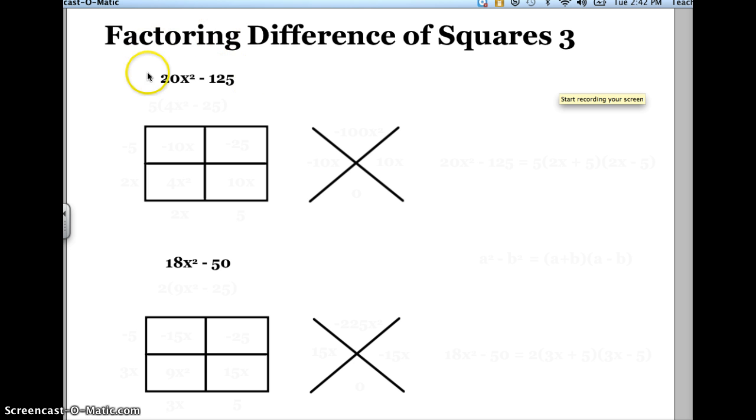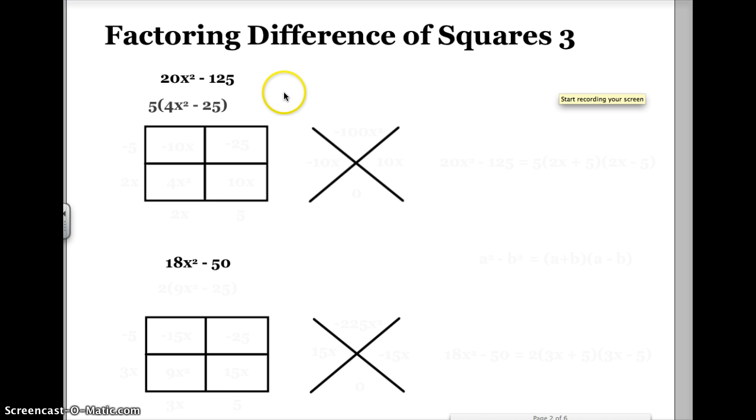So what I'm going to have to do in a problem like this is actually factor something out first and see if I get a difference of squares after I factor that something out. Now 20x squared and negative 125 are both divisible by 5. So I'm going to factor a 5 out of that problem. When I do that, I'm going to get 5, and then inside the parentheses, 4x squared minus 25. The reason I'm able to do that is because 5 times 4x squared is equal to 20x squared, and 5 times negative 25 is negative 125.